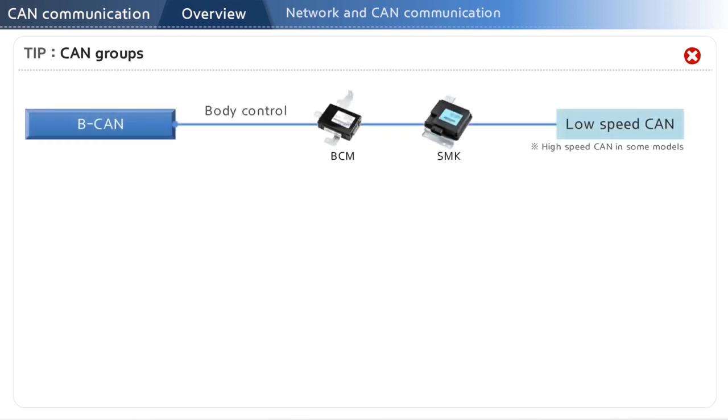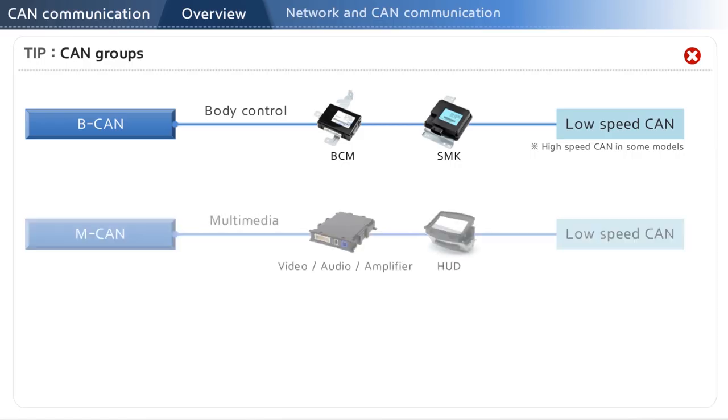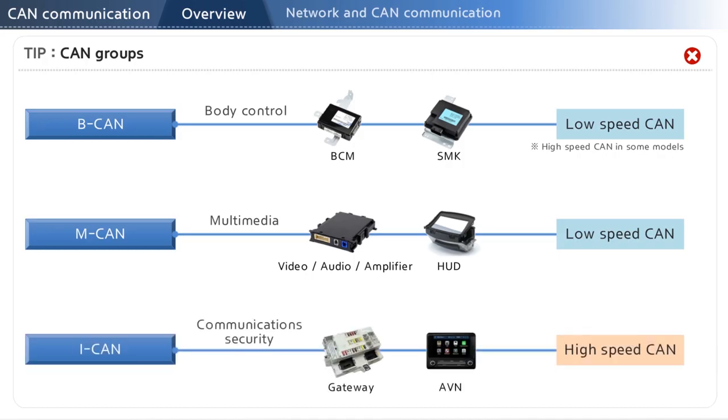Low-speed CAN group includes BCAN, that has body controllers only, and MCAN, responsible for communications between multimedia controllers such as video, audio, and head-up display. ICAN is a high-speed CAN line dedicated for secured communications between the gateway and AVN to protect the vehicle and personal information over wireless networking.